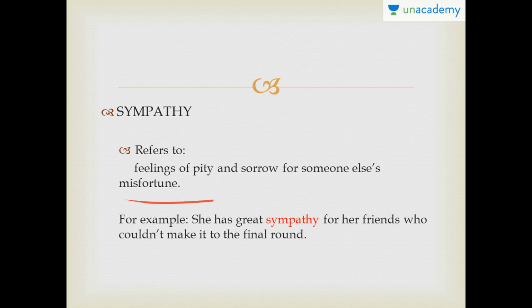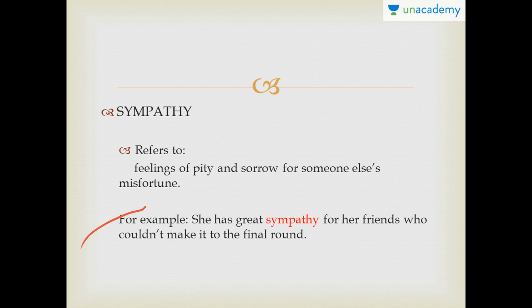Let's look at the example. She has great sympathy for her friends who couldn't make it to the final round. See, this basically means that she has definitely made it to the final round. Now she's just feeling bad, and she's feeling pity for her friends who couldn't qualify for the final round. So that is what sympathy is.